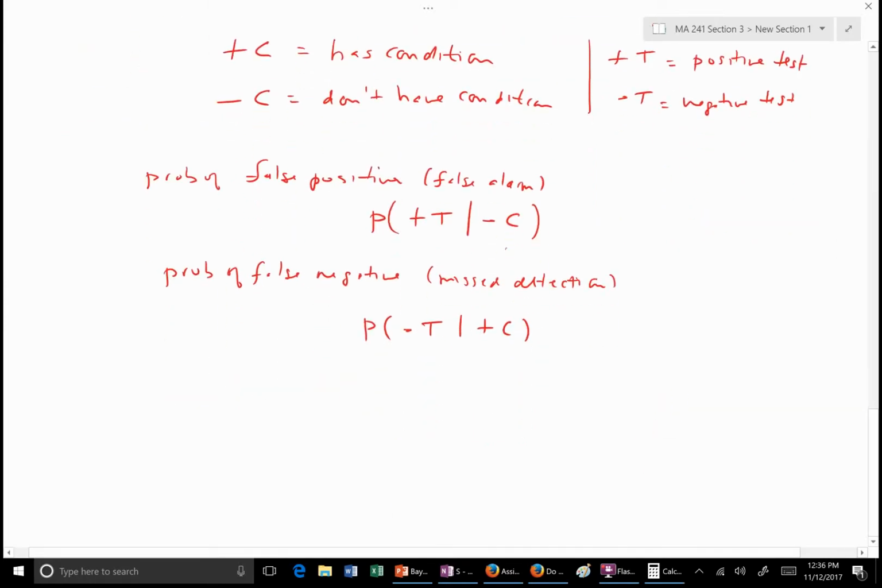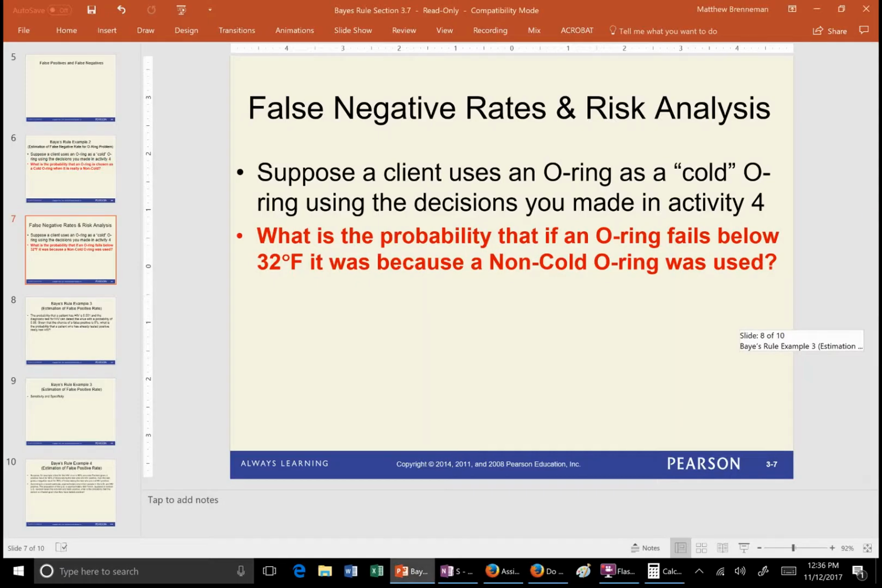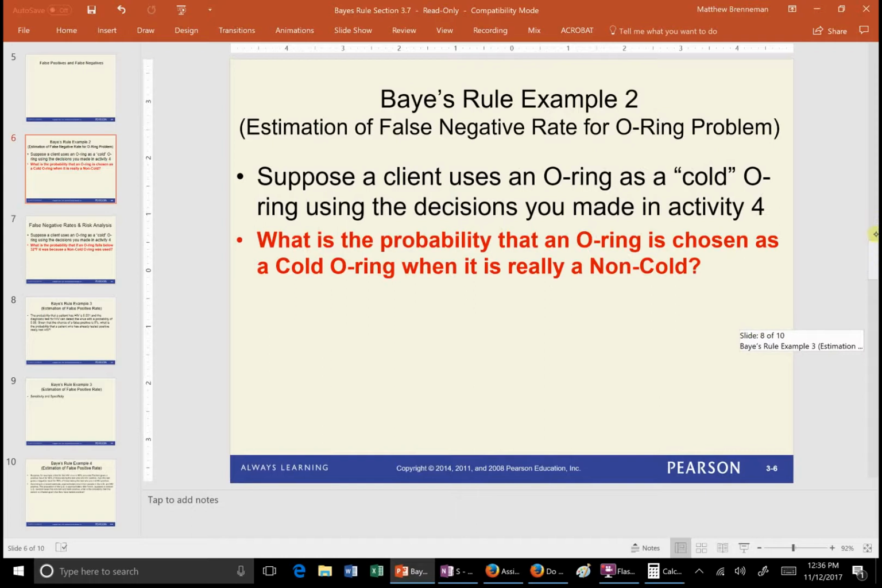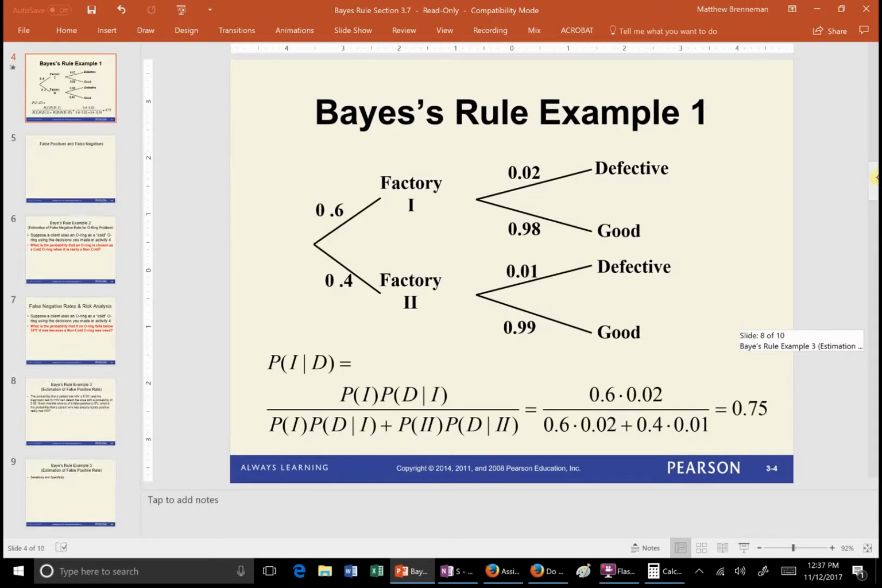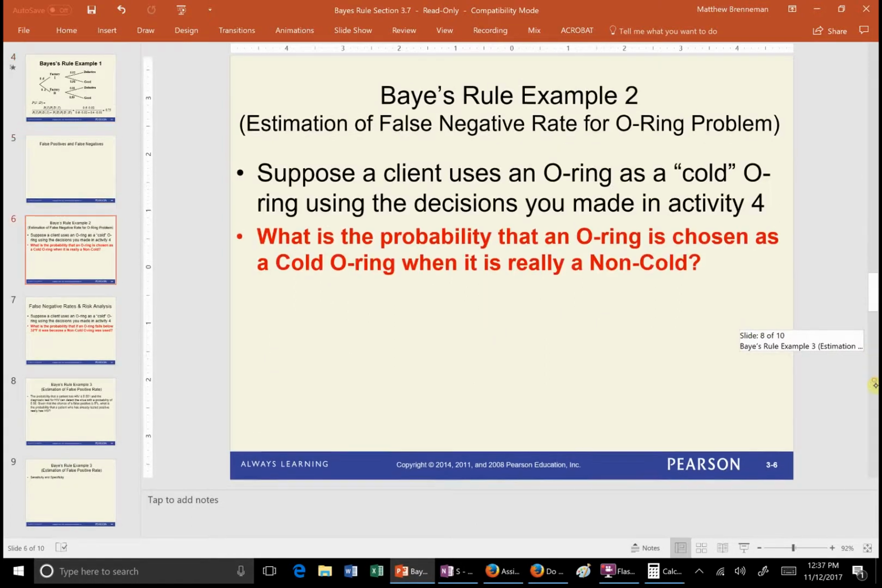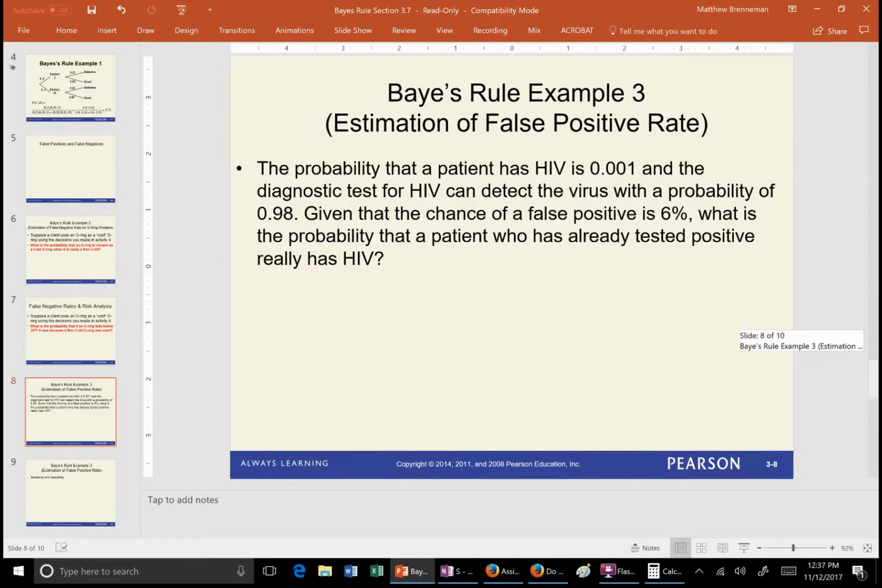Okay, so how can we use this information? I want to go back to this problem that we talked about in class to illustrate how this works. We talked about a problem with an AIDS test, I believe. Let's see if I can find it here. Yep. So here we're talking about a test for HIV AIDS, and we said the probability that a person has HIV is 0.01. The diagnostic test can detect the virus with a probability of 0.98. Given that the chance of a false positive is 6%, what is the probability that a person who has already tested positive really has AIDS?